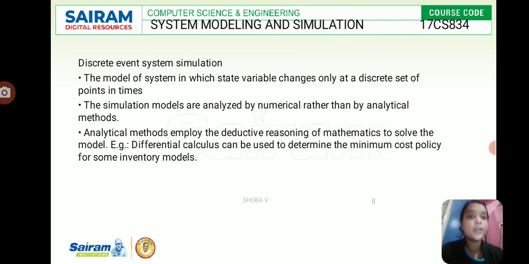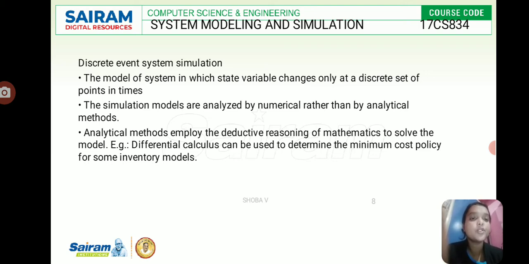And discrete event system simulation. The model of the system in which the state variable changes only at a discrete set of points in time. We already discussed this in the previous slide. Bank is a very good example for that discrete system. That is the arriving of customers and service being given to the particular customers at a particular point of time.